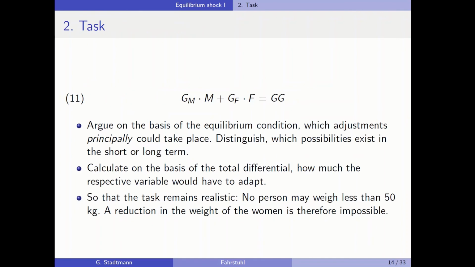The second task is: argue on the basis of the equilibrium condition which adjustments principally could take place, distinguishing what kind of possibilities exist in the short run or in the long run. You should calculate on the basis of the total differential how much the respective variable has to change. Our assignment should stay realistic. No person may weigh less than 50 kilogram, and therefore a reduction in the weight of the women is impossible.